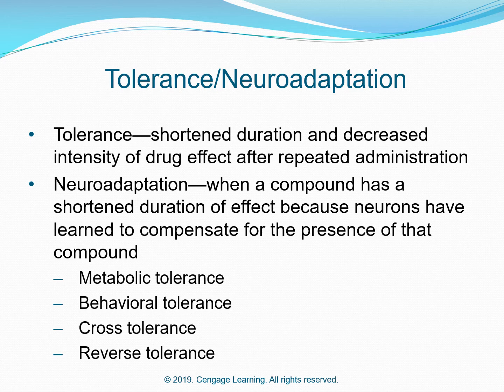Tolerance and neuroadaptation. Tolerance: shortened duration and decreased intensity of drug effect after repeated administration. Neuroadaptation: when a compound has a shortened duration of effect because neurons have learned to compensate for the presence of that compound. Metabolic tolerance, behavioral tolerance, cross-tolerance, and reverse tolerance.